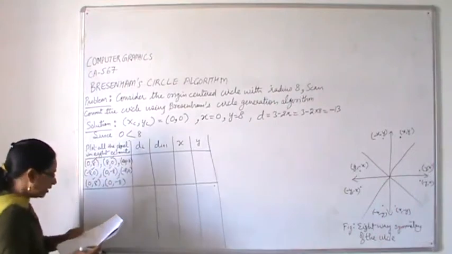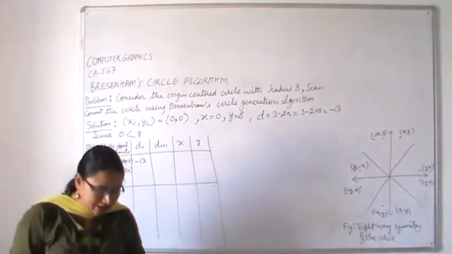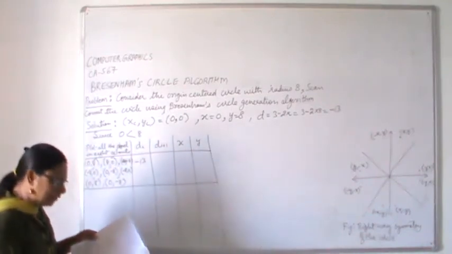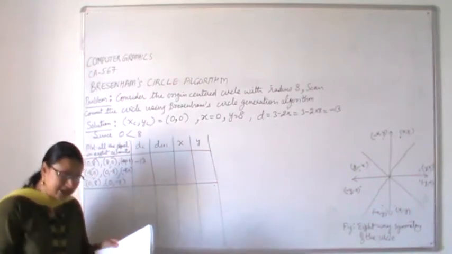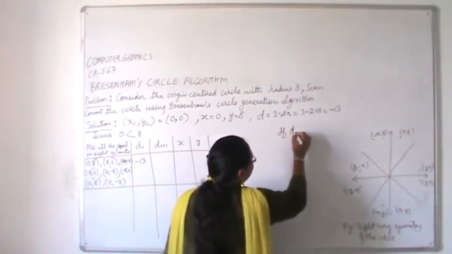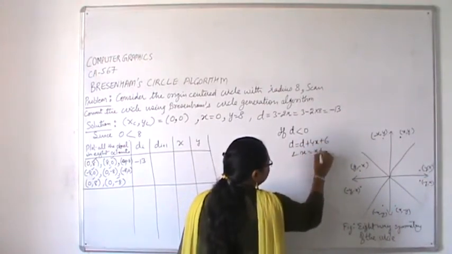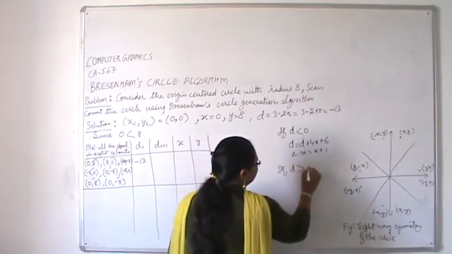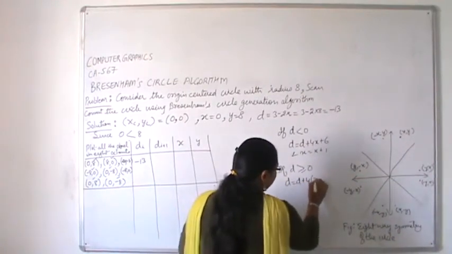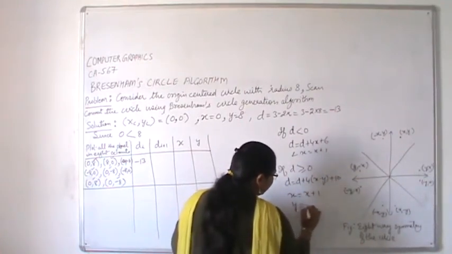Now we have to check, initially di is -13. When di is less than 0, the condition in step number 4 says that we have to calculate d equals d plus 4x plus 6, and increment x by 1. So it is better if we write here: if d is less than 0, then d plus 4x plus 6, and x equals x plus 1. And if d is greater than or equal to 0, then we calculate d using d plus 4x minus 4y plus 10, and we increment x by 1 and decrement y by 1.